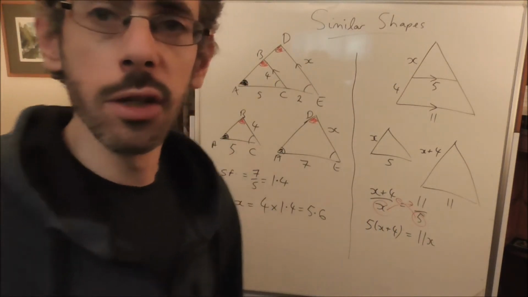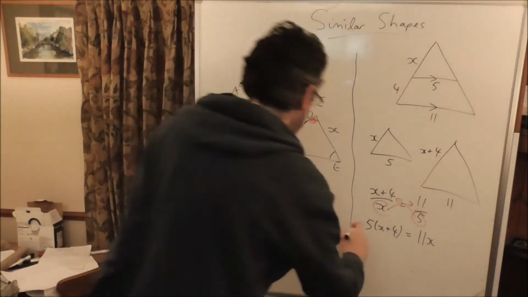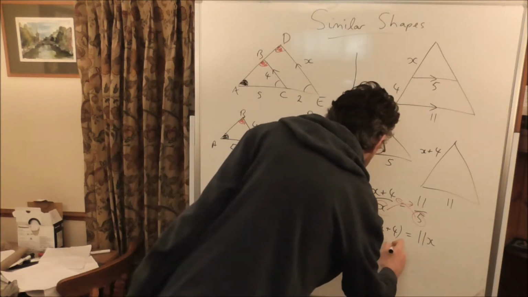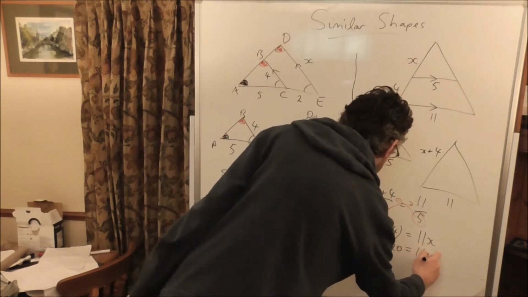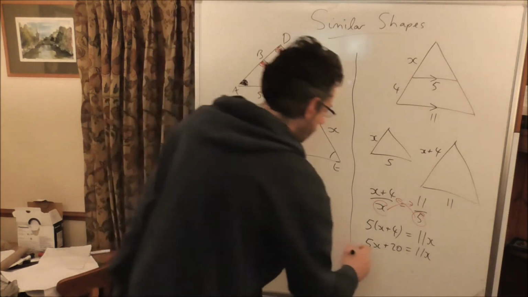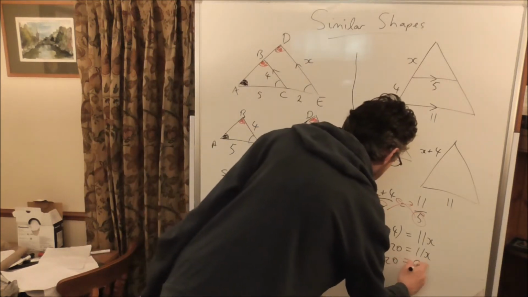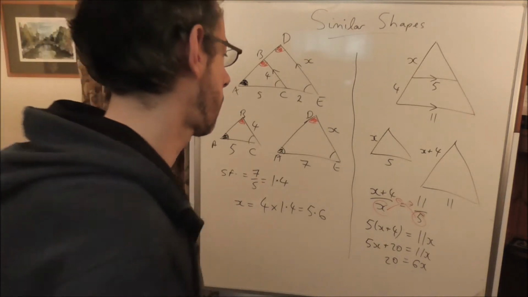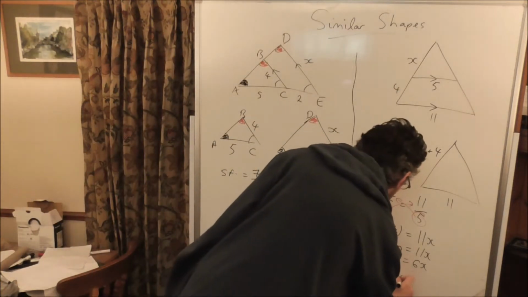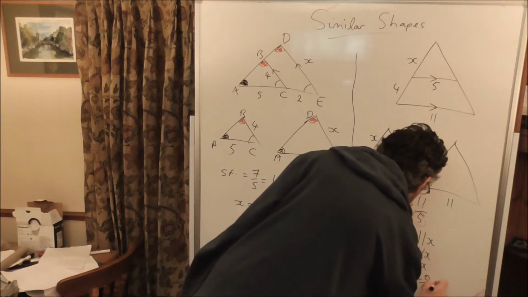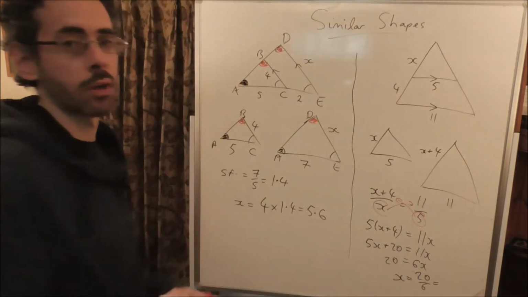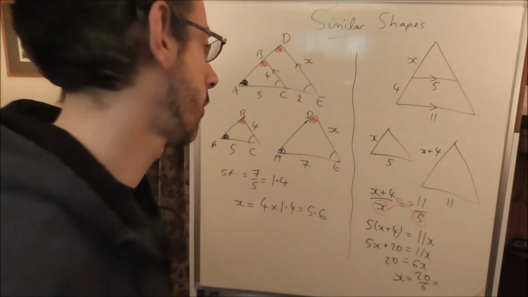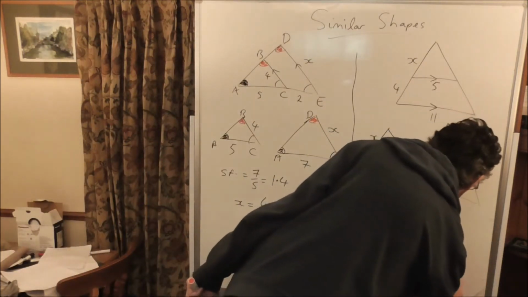Then you just expand the bracket on the left-hand side. So you get 5x plus 20 equals 11x. Take away 5x from both sides, so you've got 20 equals 6x. Then just divide both sides by 6. I'm going to switch sides around as well. So x equals 20 over 6. If you do that on a calculator, you get 3.3 recurring. So it's just 3.3 to one decimal place.